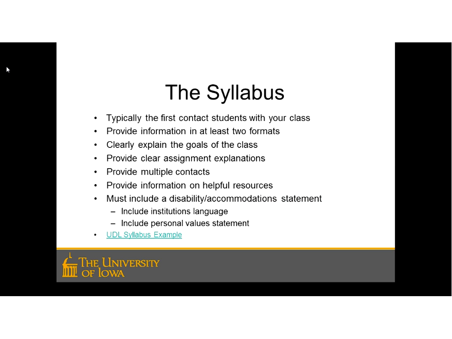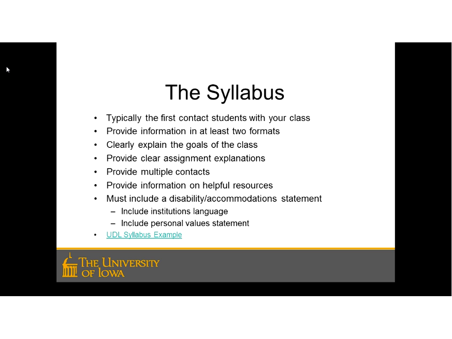Let me talk first about the syllabus. Why is this important? Well, typically it's your first contact with students in your class. And what we suggest that instructors do with this is provide information in at least two formats. Typically a syllabus is just going to be a list of things that need to be done or things that happen throughout the class, but maybe providing a visual calendar in there as well with the date that things are due, having that plugged into the calendar so somebody that's more of a visual student can kind of see that laid out and be able to organize things a little bit better. That might be a positive thing as well.